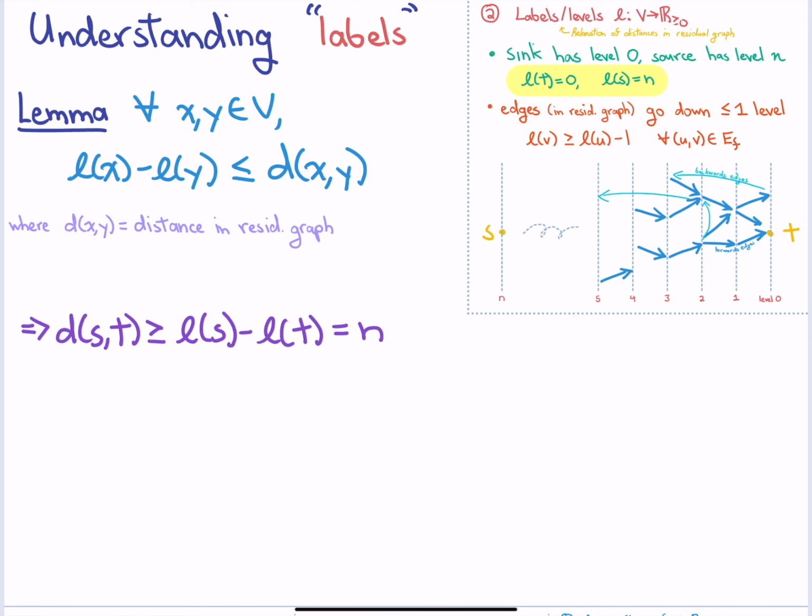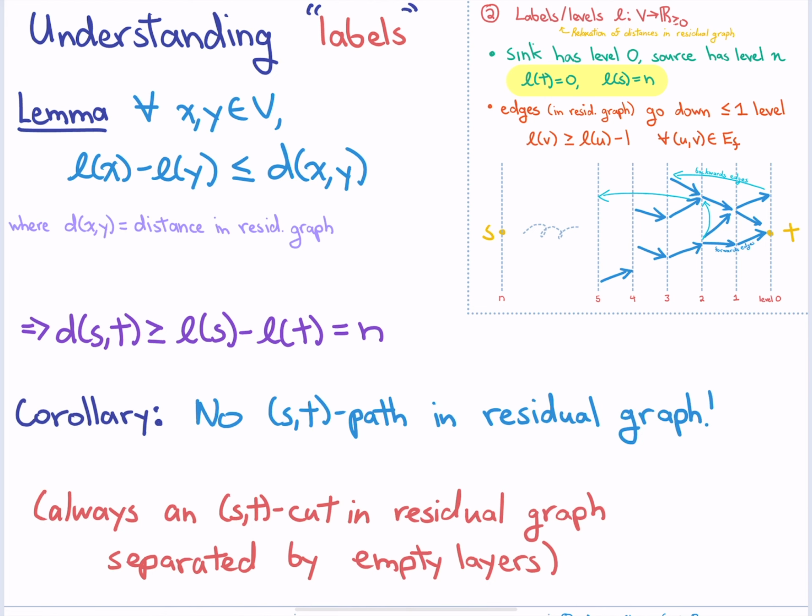What's the maximum? Yeah, the longest possible path from S to T has n minus 1 edges. Okay. So if it's at least n, then in fact there is no path from S to T in a residual graph. Okay, so actually this algorithm has a property that at any point in time, there is no path from S to T in the residual graph.